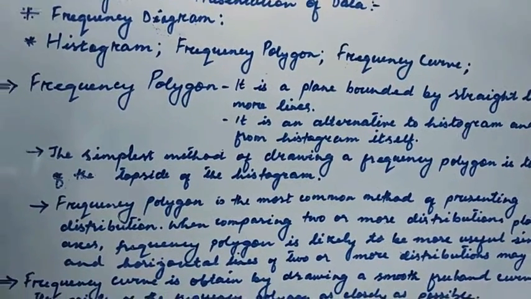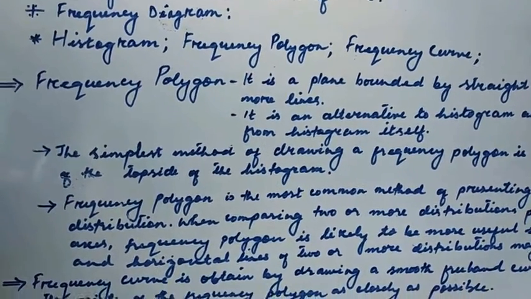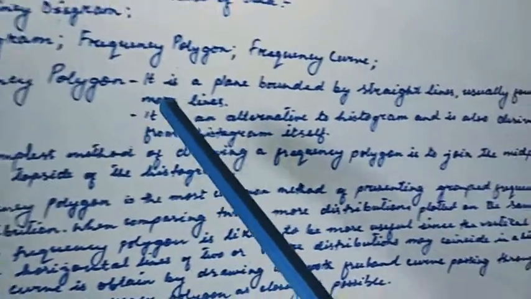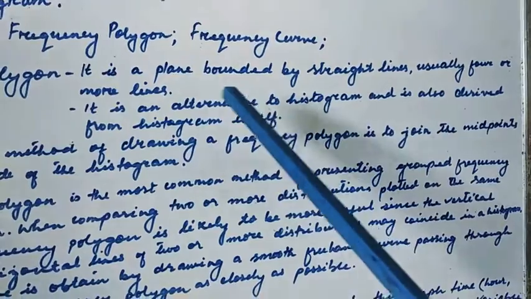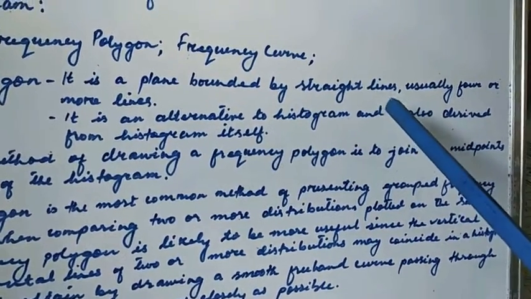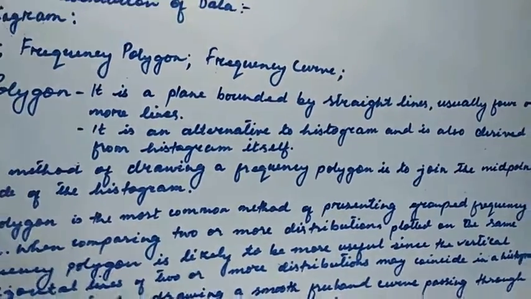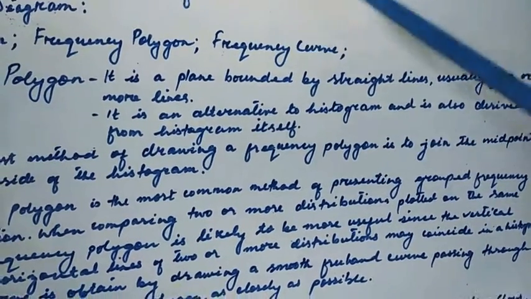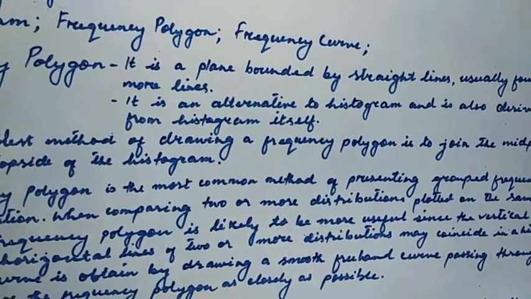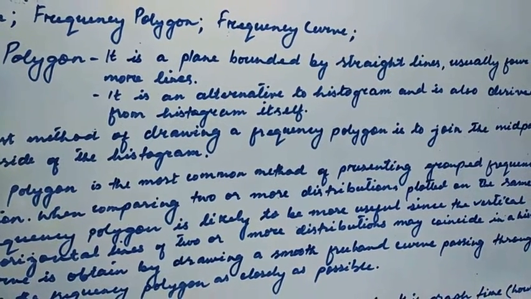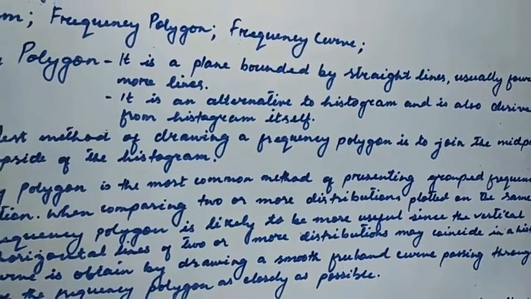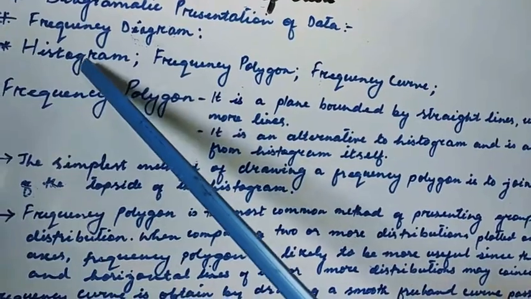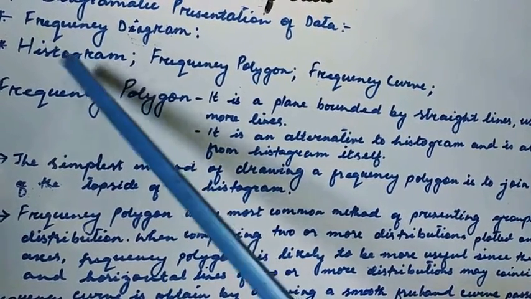So we go ahead to explain what a frequency polygon is. In simple terms, a frequency polygon is a plane bounded by straight lines, usually 4 or more lines. So it is a bounded plane, bounded by straight lines on 4 sides or more. It is an alternative to the histogram, and it is actually derived from the histogram itself.